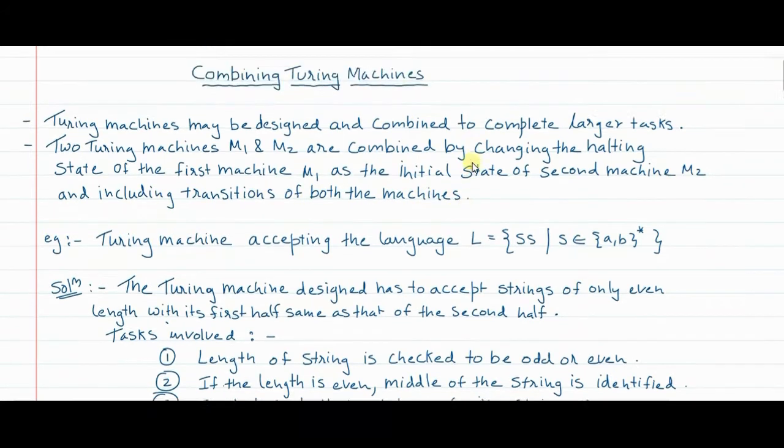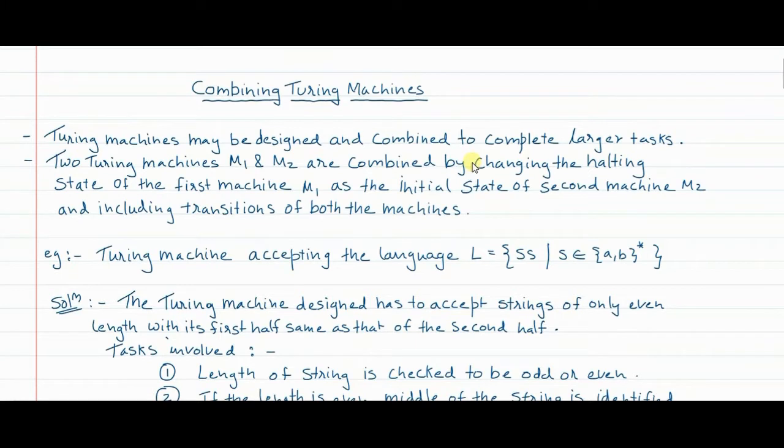It simply means that if you have two Turing machines, the output of the first Turing machine can be given as input to the second Turing machine, and that's how the first and second Turing machine can be combined. Whatever input is given to the first Turing machine, ultimately the output will be received as the final state of the second Turing machine. So this is how we can combine two Turing machines.